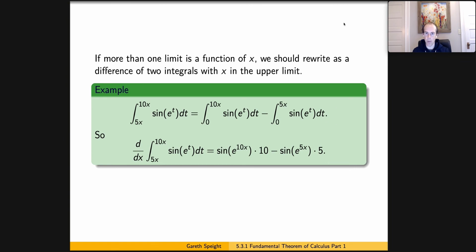We talked about FTC part 1. That says if we want to differentiate the integral from a to x of f of t dt, we just take the thing we're integrating, f, and we replace the variable of integration by x. So we just get f of x. And if the x is instead in the lower limit, we have to add a minus sign to swap things around. If instead of x we have a function of x, we have to use the chain rule. If there is x both in the lower limit and in the upper limit, then we should subtract them to write it in one of the other forms.